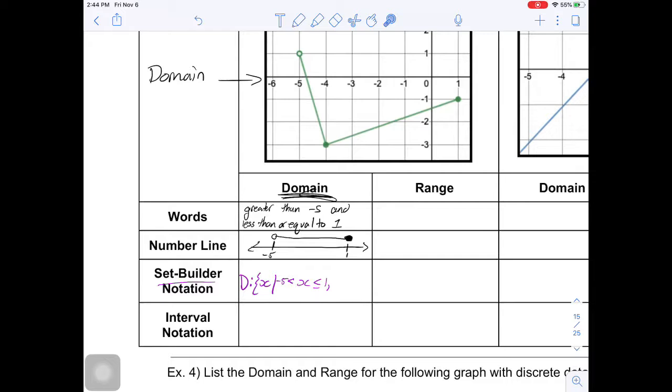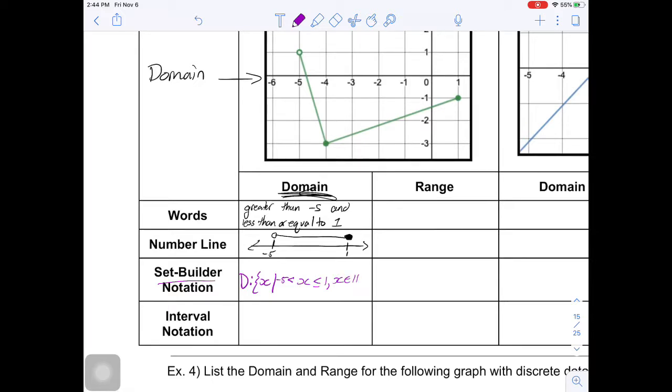What type of numbers can it be? Well, we can see that our line exists continuously. So my x values, when they are a number, they can be any type of number. Okay, so there is my set builder notation.